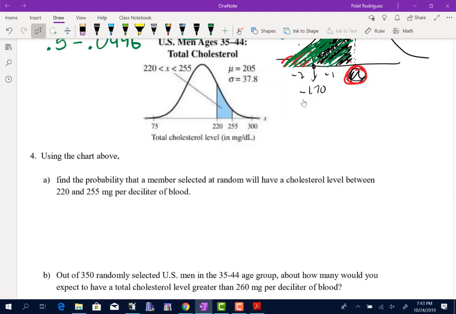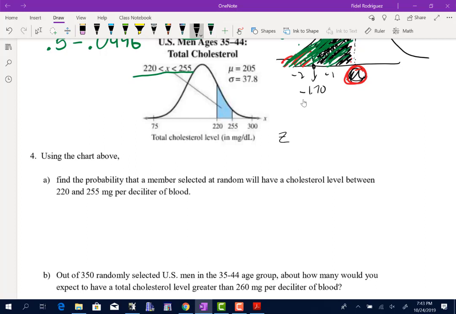Come back. Okay, so we have U.S. men ages 35 to 44 and the total cholesterol. Okay, so we're looking at men whose cholesterol level is between what two numbers right now? 220 and 255, okay? So again, guys, let's do the same thing that we did earlier.